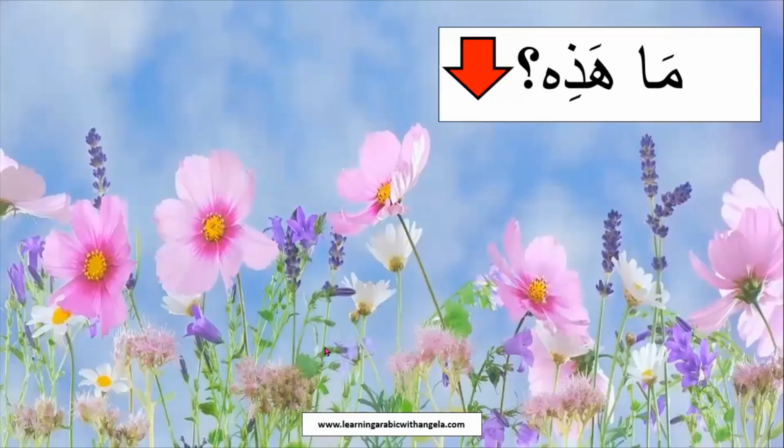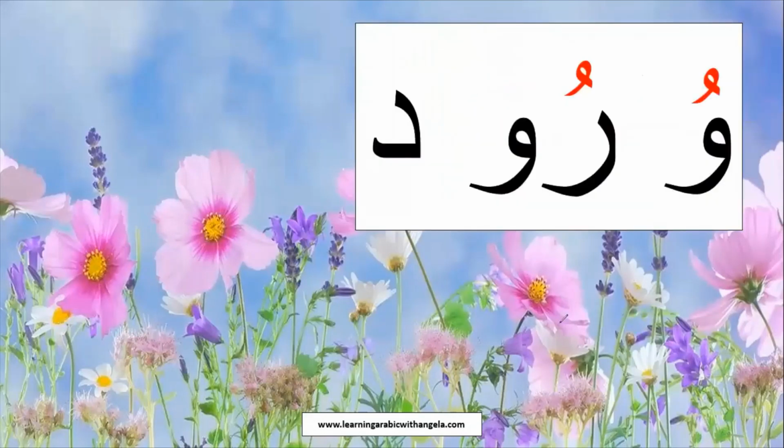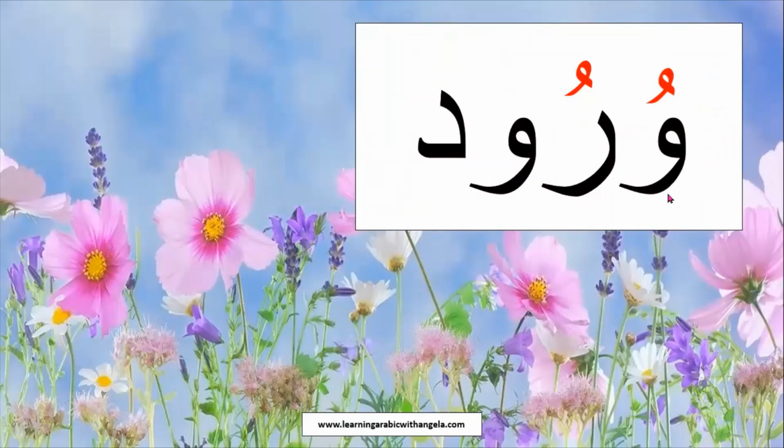ما هذه? Now we've got three sounds that we need to dissect. So we've got wu, and we've got ru, and d. Notice the wow over here is more like a consonant than a vowel. So it's wu here. It's not an oo sound, but over here it's an oo. So wu, ru, d, which means roses or flowers. Wurud.